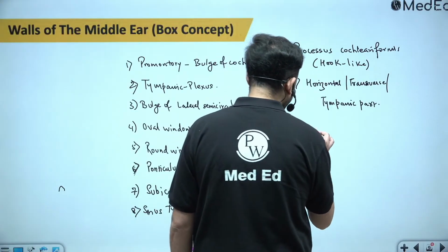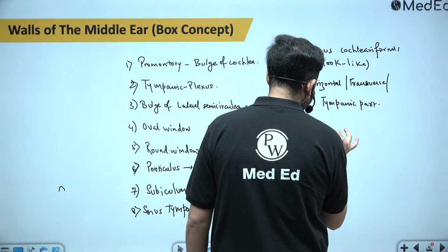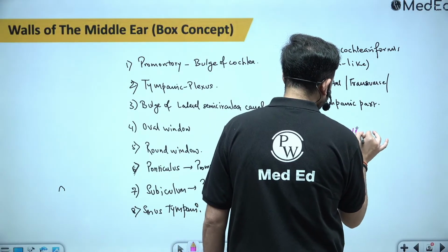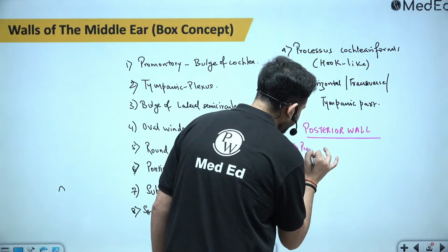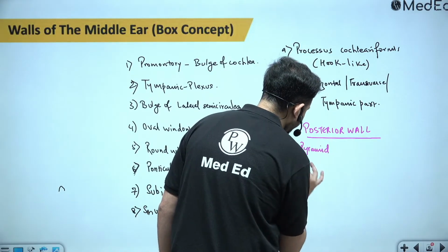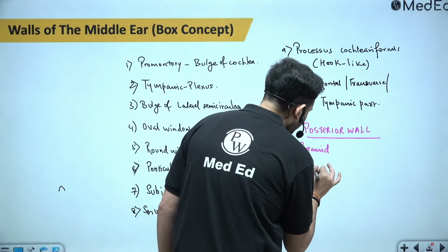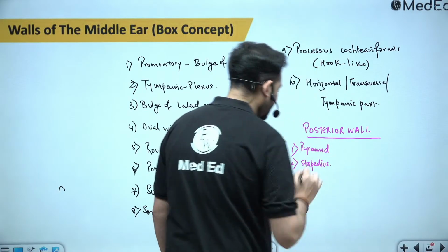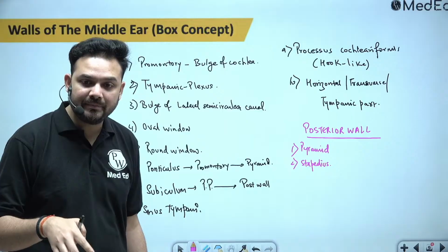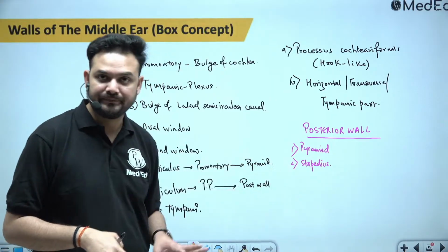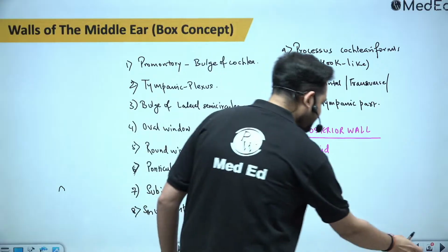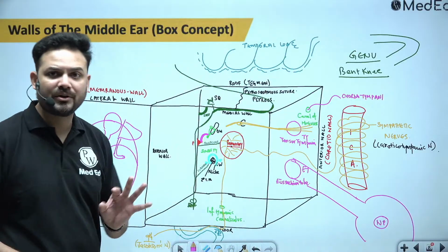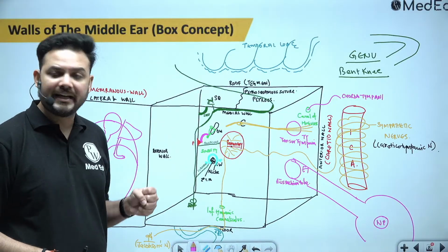So let me just write down the posterior wall here. On the posterior wall we have read an important structure called the pyramid, which is a triangular projection. There is a muscle arising from the pyramid and attaching to the neck of the stapes, and we call it the stapedius muscle. We have read two structures present on the posterior wall. Stapedius is also a dampener of sound; when it contracts, it will dampen the sounds.